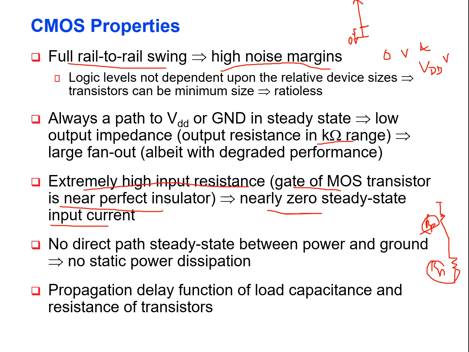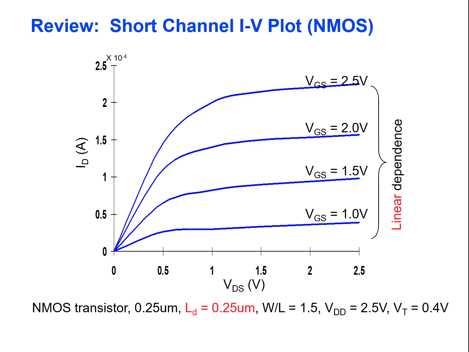The propagation delay is a function of the load capacitance and the resistance of the transistors. So there exists a load capacitance and the internal resistance of the transistor, as we discussed in the previous slide. There exist Rp, Rn and then the capacitance CL. Rp and Rn are the internal resistances of the PMOSFET and NMOSFET respectively, and the load capacitance CL exists.